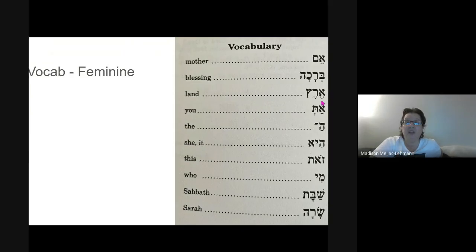Anybody want to try this one? I'm just going to keep asking. If you want to try one, take it. And if you don't, then don't. Okay. This one is Eretz. And this is land. So Eretz. So just to reinforce consonant, vowel, consonant, vowel, consonant. Okay. Eretz.